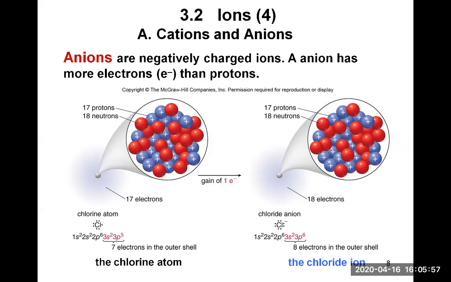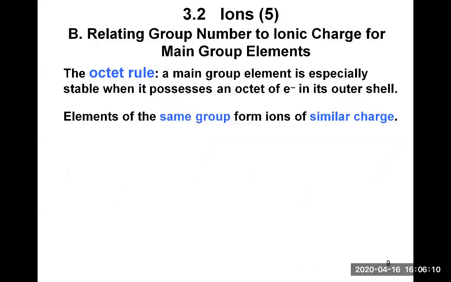So that's what chlorine likes to do, because argon, with 8 valence electrons in its outer shell, is very stable. So there is an easy way to know what kind of ions the main group elements become. It's by using the group number.